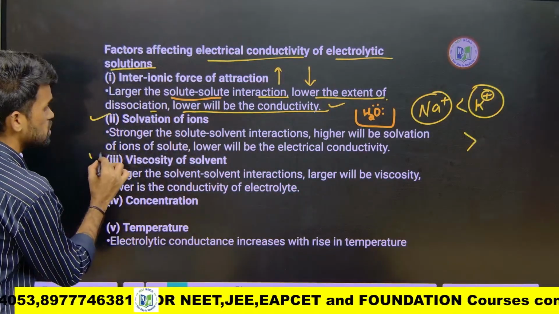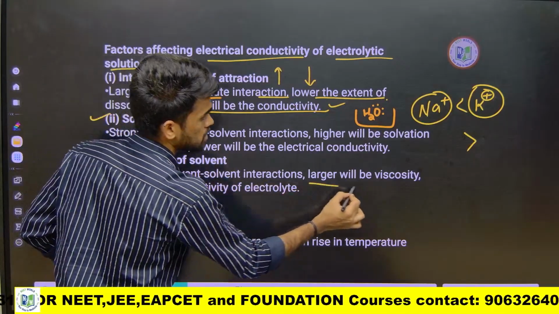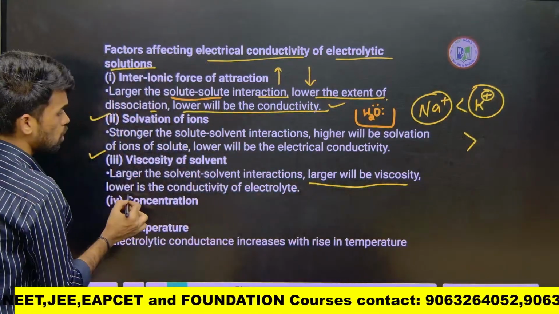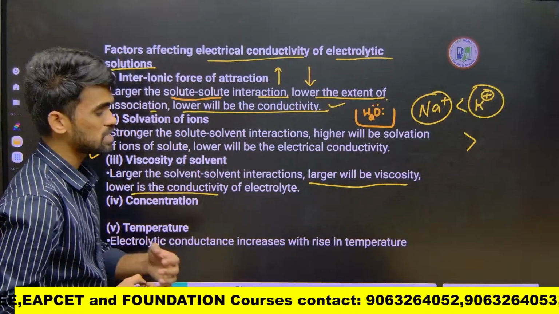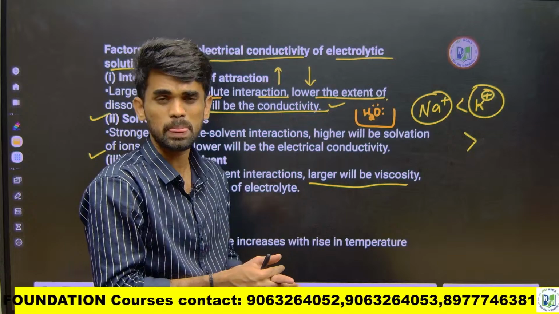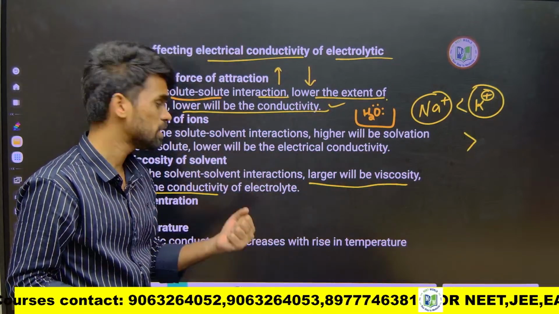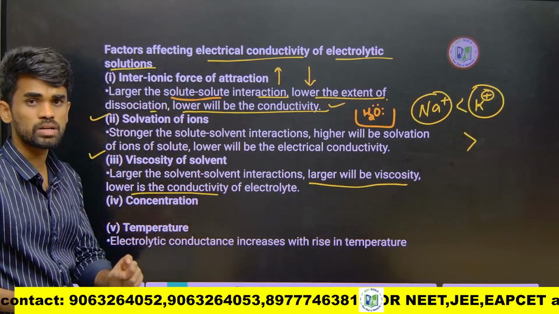Then next, viscosity of solvent. The larger the solvent interaction, the larger the viscosity, and the lower the conductance. Viscosity is nothing but hindrance to the mobility. So if more viscous, lower mobility, so lower is the conductance. That is what you need to understand.